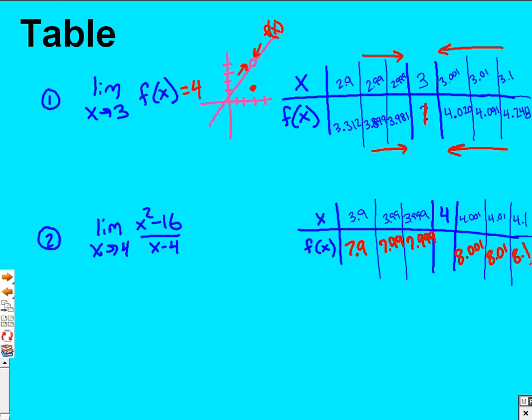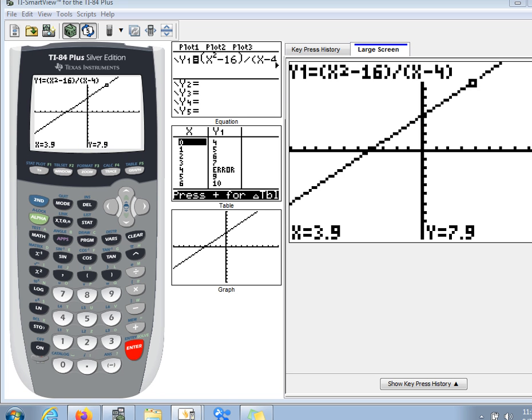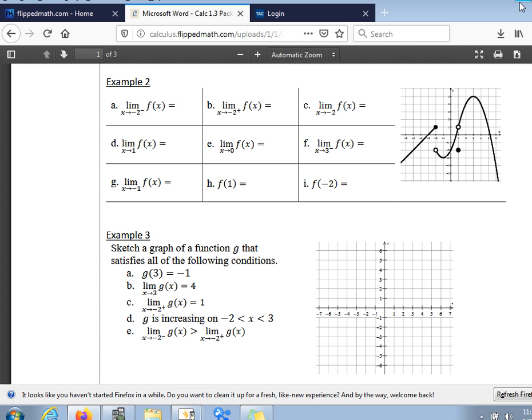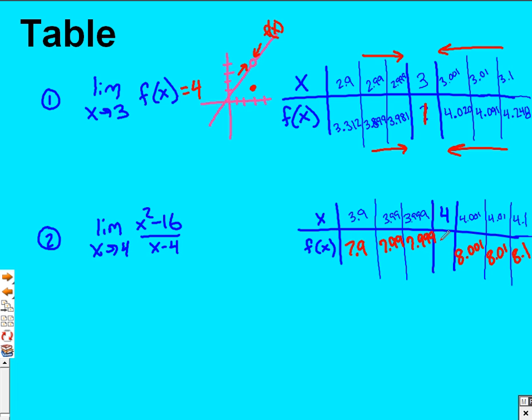If I go with 4 here in the middle, if I type in trace 4, I don't get a y value. Why would that make sense? If I plug in 4, I'm dividing by 0. I can't do that. So there's an instance where your value there does not exist. But we can figure out what my limit is. What am I approaching? I'm approaching a y value of 8 as I get really close.